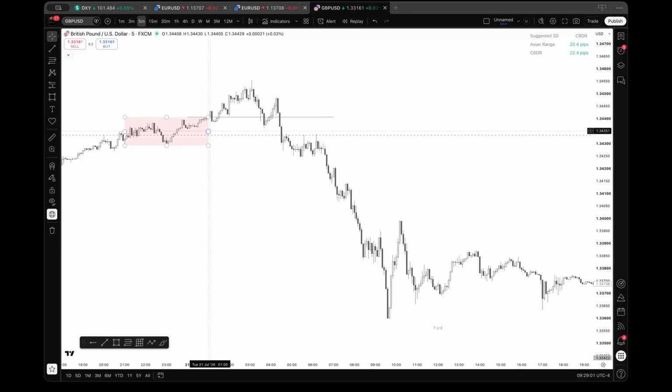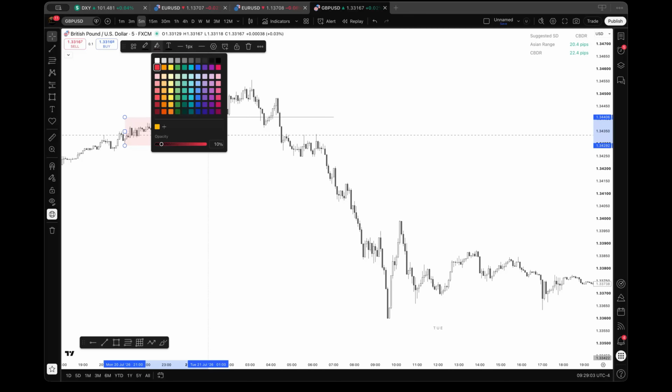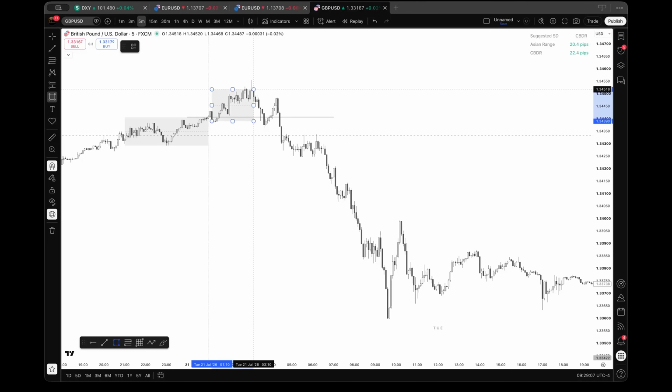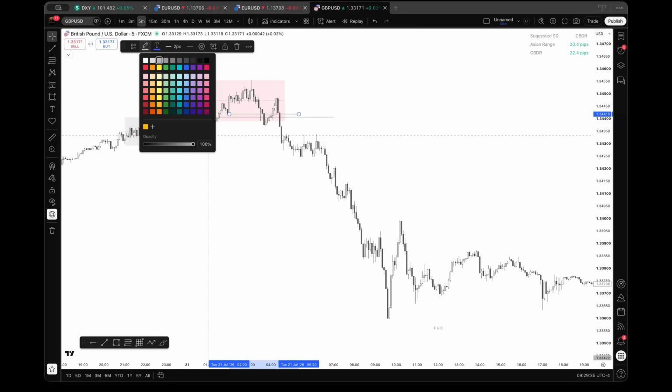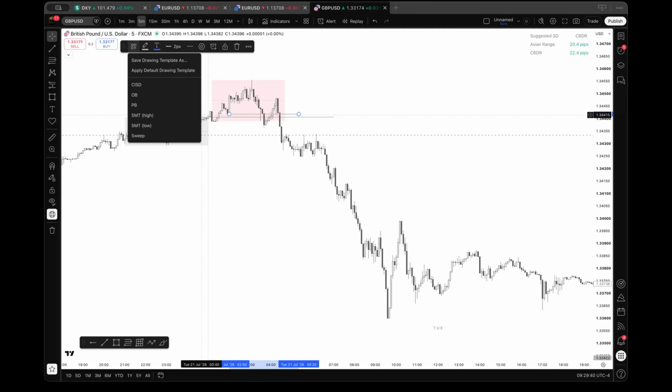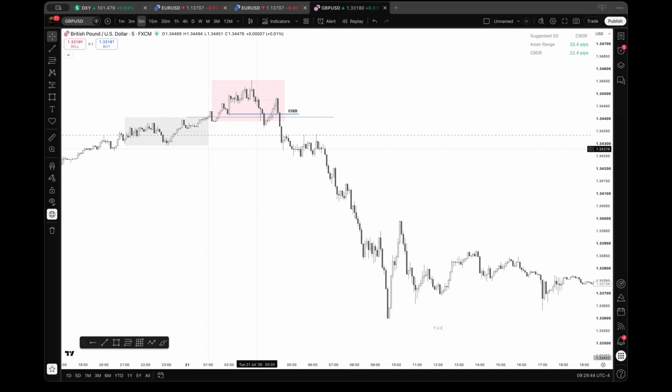So here we have the accumulation. Here we have the manipulation. That's your manipulation. And then we get our distribution lower. So accumulation in Asia, London manipulates. Then we get a change in the state of delivery here. Is the last big bodied candle before the sweep. I like to use big bodies when the other bodies are small. So there's your change in state.